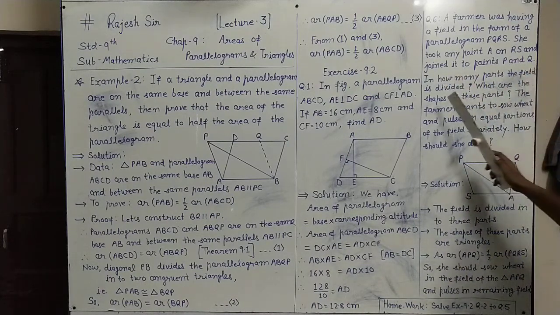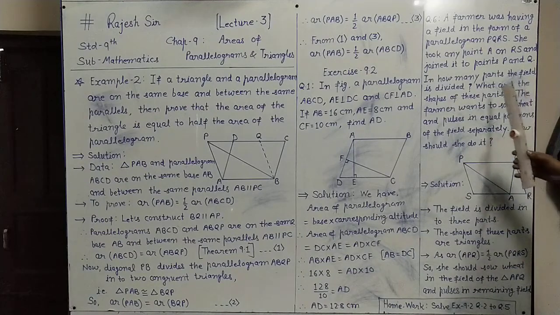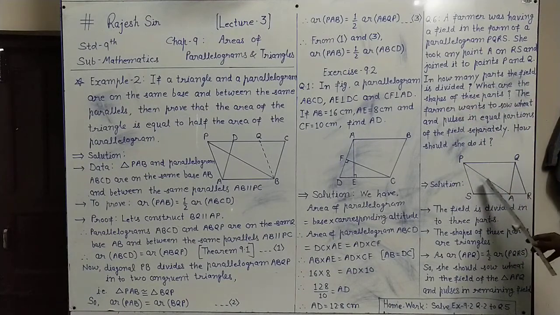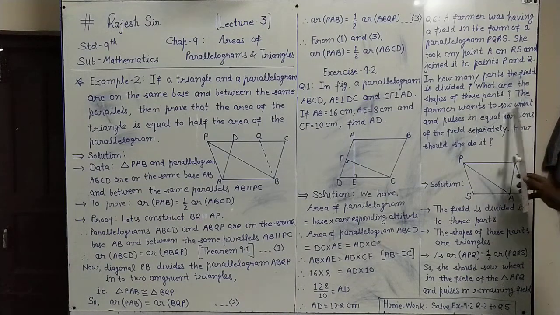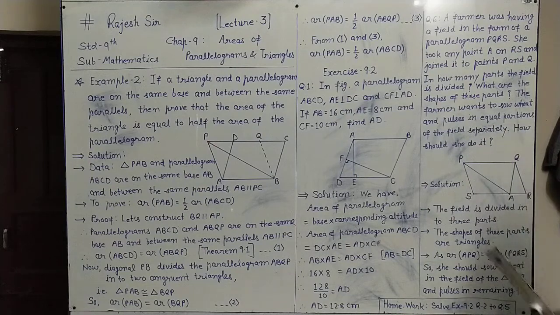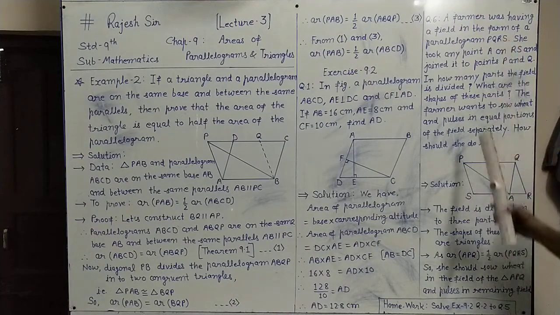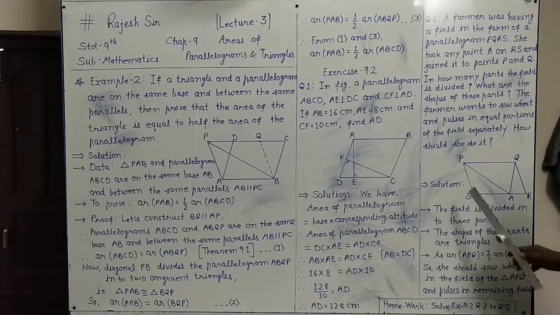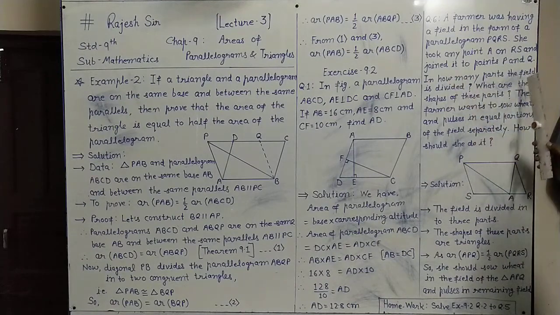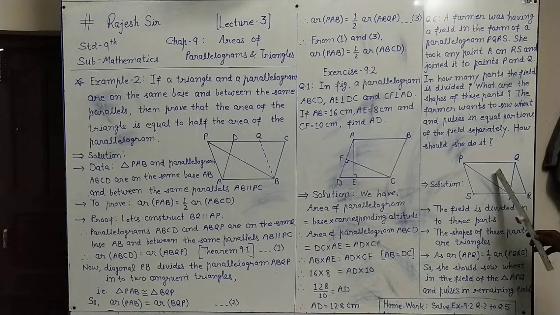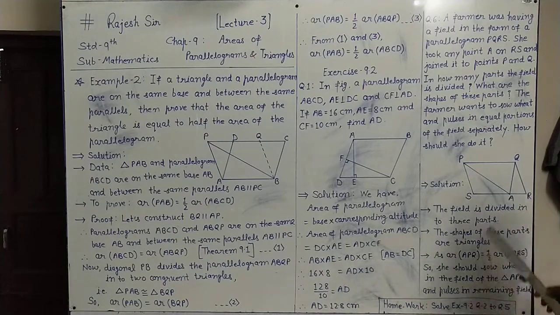In how many parts is the field divided? That is the question. And what are the shapes of these parts? That we have to answer. The farmer wants to sow wheat and pulses in equal portions of the field separately. How should she do it? So in the solution, the figure is drawn as instructed here. The first question is, in how many parts is the field divided? So you can see the whole parallelogram field is divided into 3 parts, 1, 2 and 3. So the field is divided into 3 parts.